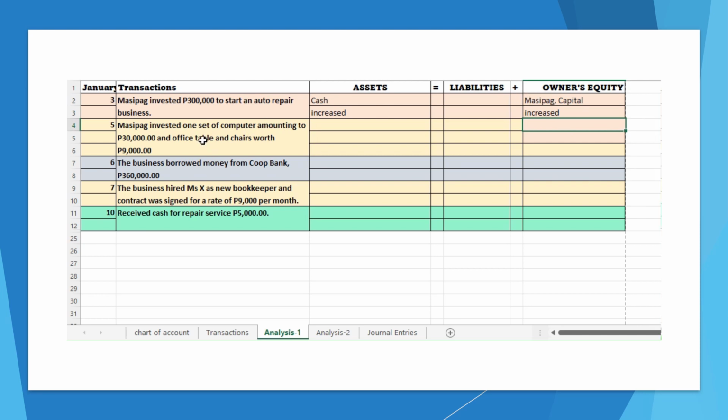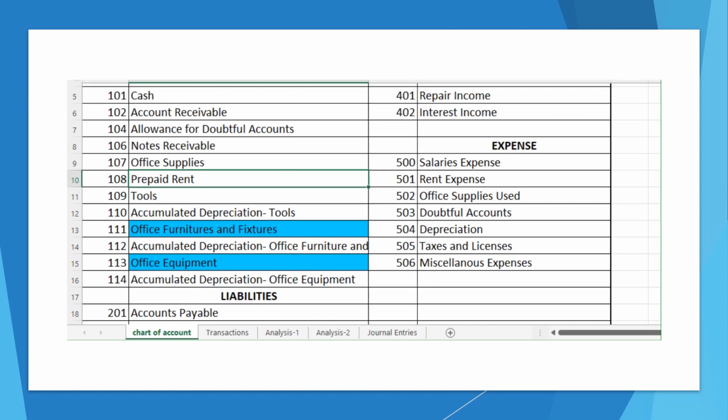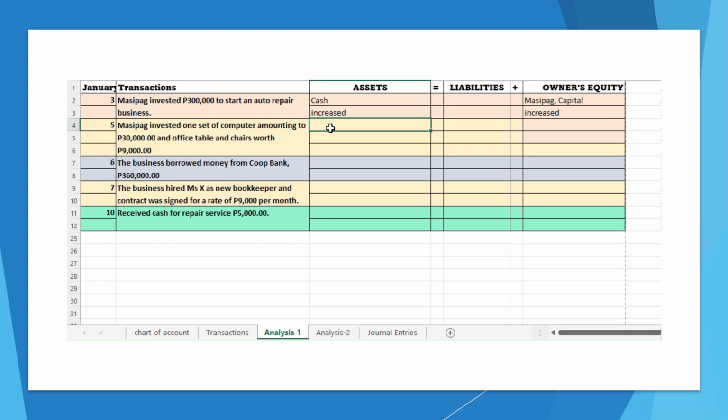Number 2 or transaction on January 5, Masipag invested one set of computer amounting to 30,000 pesos and office table and chairs worth 9,000. Let's go to the chart of accounts and find out the accounts appropriate for this transaction. So, look at it. Office furniture and fixtures. So we can use this for the tables and chairs. And how about for the computer? Yes, office equipment. Okay. So office equipment.